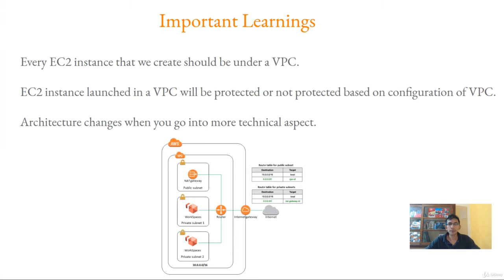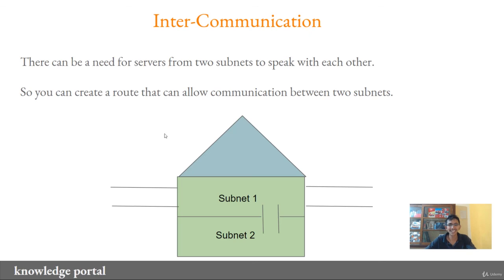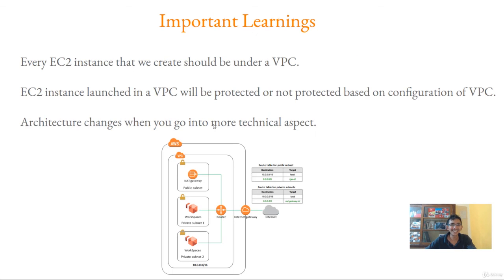So a few important parts that you need to remember. First, every EC2 instance that you create should be launched under a VPC. Second, an EC2 instance launched in a VPC will be protected or not protected based on the configurations that you set at a VPC level. And the third is that the overall architecture that we're discussing in terms of an analogy of a house changes when you go into more technical aspects.